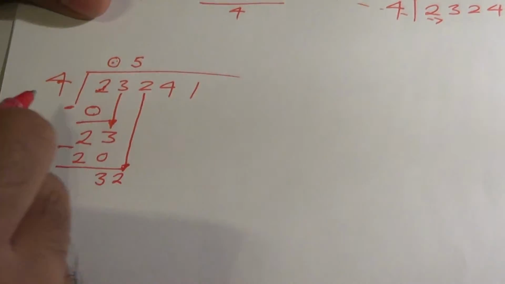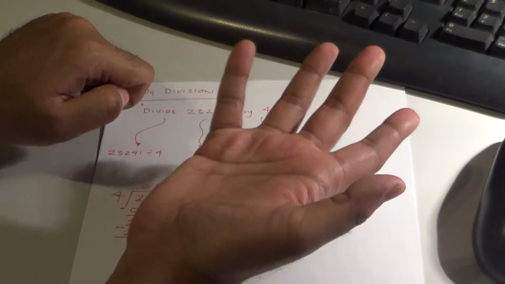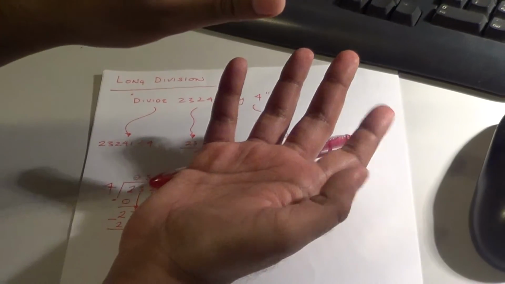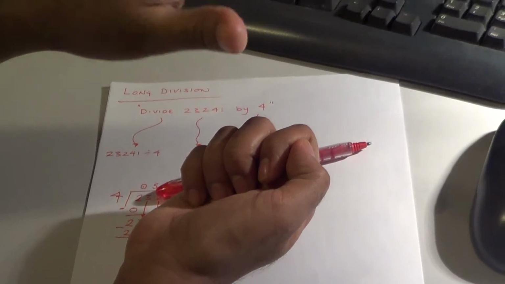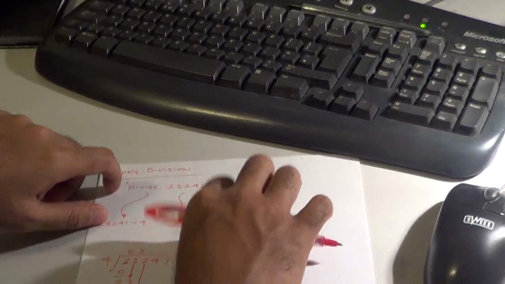So what do we say now? We say how many times does 4 go into 32? Again, let's bring our fingers out. 4, 8, 12, 16, 20, 24, 28, 32. 8 times perfectly. Yeah?